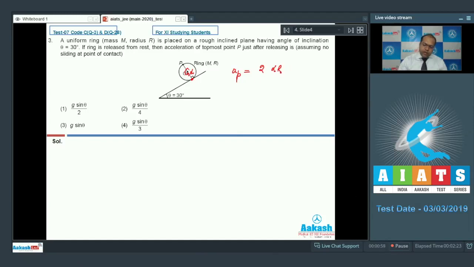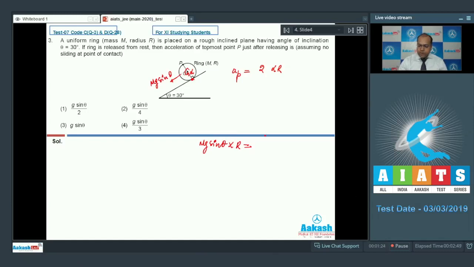Now, in order to calculate the value of alpha, I am writing the equation of torque about the point of contact, because the torque due to mg cos theta, normal and friction becomes 0 about this point. So the only torque comes because of mg sin theta. So I am writing mg sin theta into r, that is equal to I about this point.